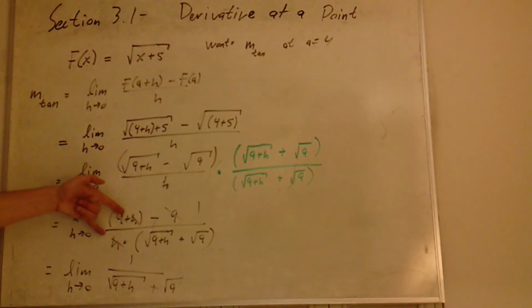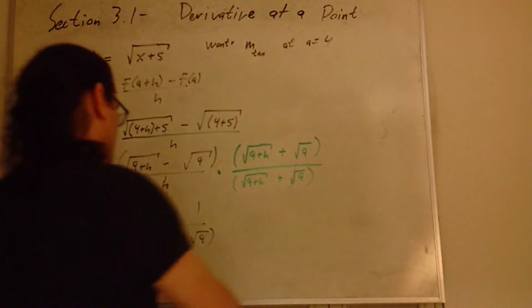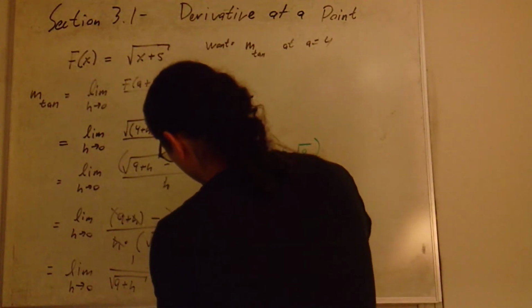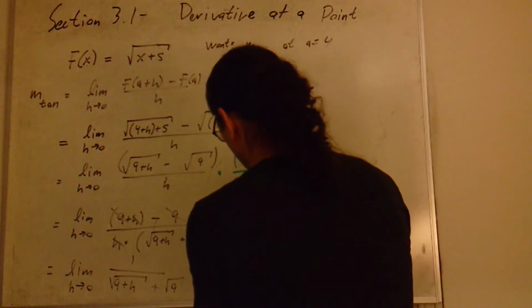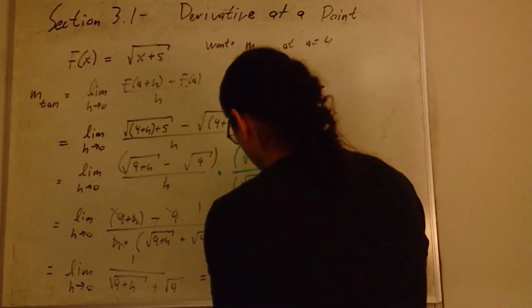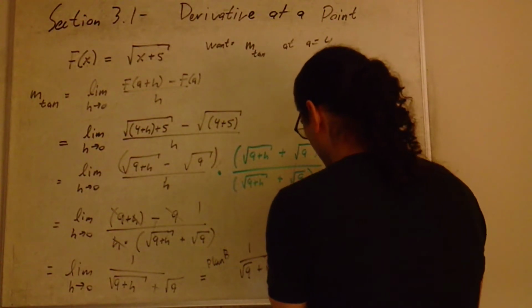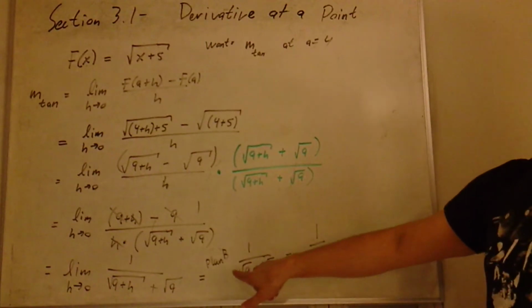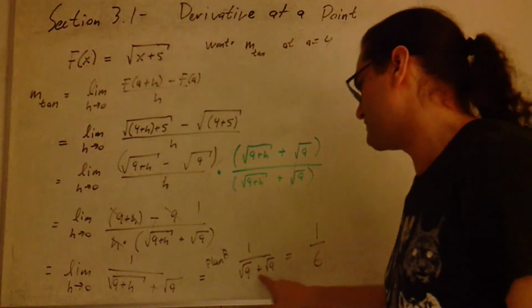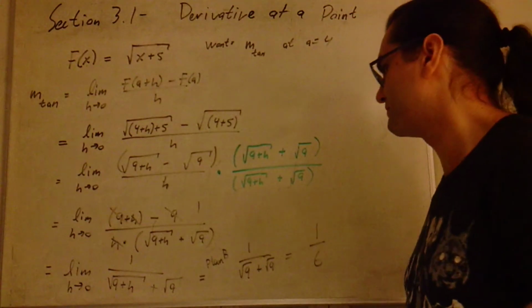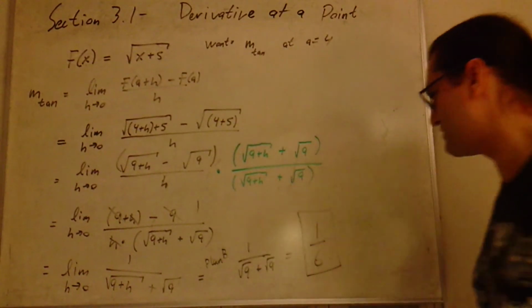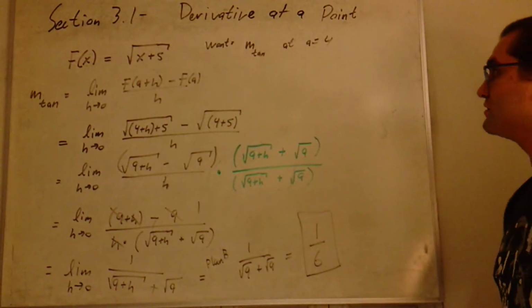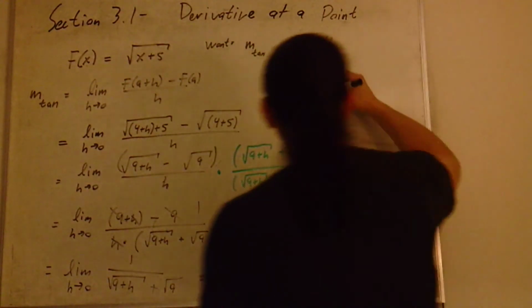This is the step where the h's have canceled. Now I can successfully execute plan B. When I plug in 0 for h, I get 1 over root 9 plus root 9, which is 1 over 6. Now I will admit that the square root of 9 is 3. I get the 3 and the 3, and that's just 6. This is the slope of this function when a equals 4, which makes sense.